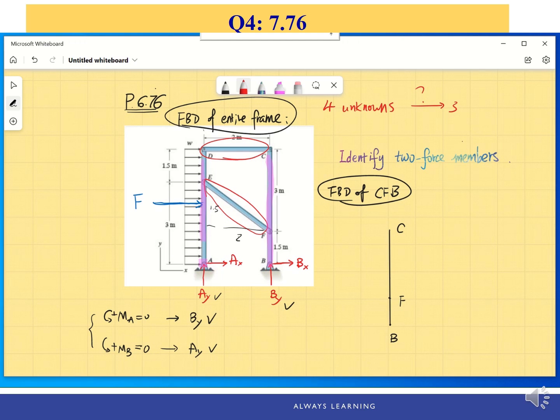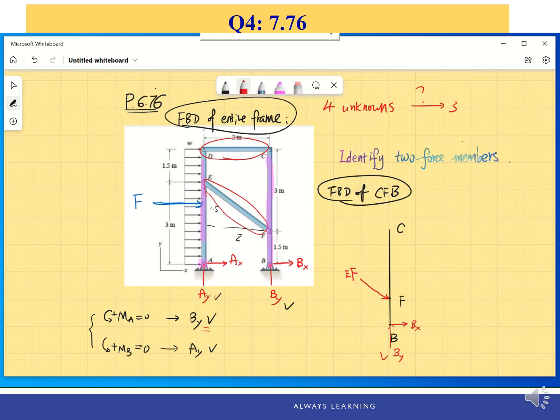At pin B, that's the same support reactions we should have, BX and BY. By the way, BY is already solved from the free body diagram of the entire frame, so you can check that and put the value here directly. Then the force applied by this member EF, which is the two force member, so there's only one reaction along the direction of the member, so I'm just going to use EF for that.